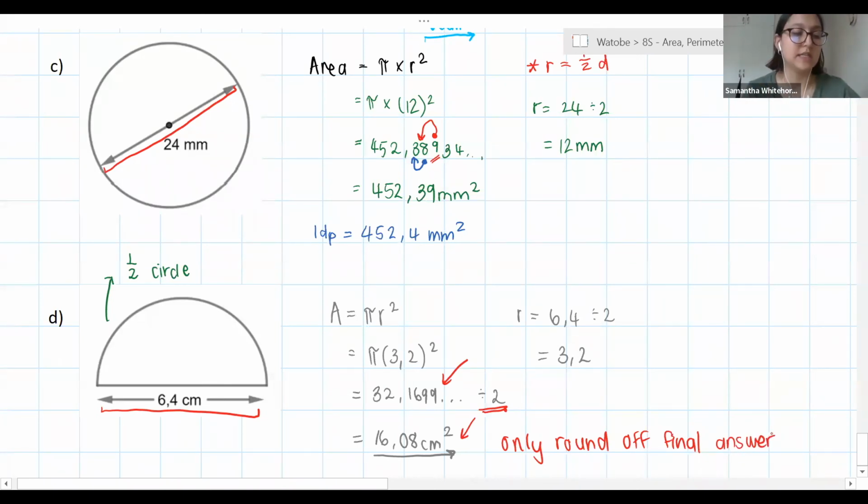What that does is it decreases the inaccuracy of our answer, because the second you round off, you're not making that value as accurate as it should be. And so we try and only round off in our final answer.